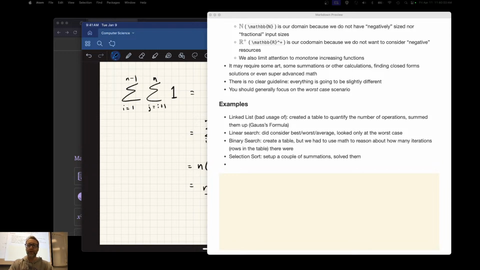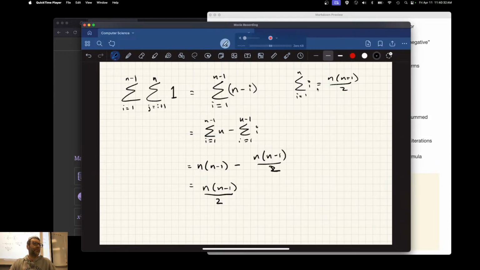And we used Gauss's formula. Like I said, Gauss's formula is going to pop up all the time because you're doing a loop within a loop. If you do a loop within a loop within a loop, then you're going to have something like n cubed. But then there is a closed form solution for that too. Any particular loop within a loop within a loop within a loop is going to have some closed form solution. You just have to look it up. Memorize Gauss's formula, but don't memorize the rest of them.